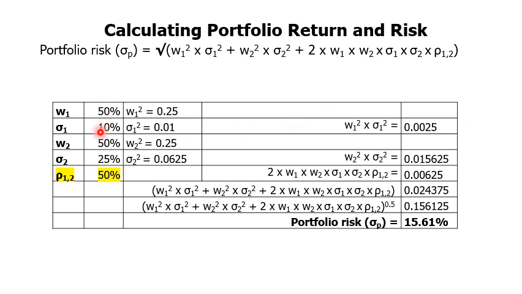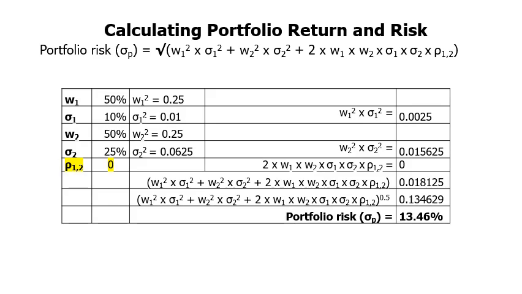If we keep everything else the same, but we reduce the correlation between the securities to 0.5, that is 50% instead of 1.0, and we do the same calculations, we get a portfolio risk of 15.61%, which is lower than 17.5%, which was the portfolio risk of the portfolio when securities 1 and 2 were perfectly correlated at +1. If we reduce the correlation further and say that the securities are not correlated, the correlation coefficient is 0, then the portfolio risk falls further to 13.46%.